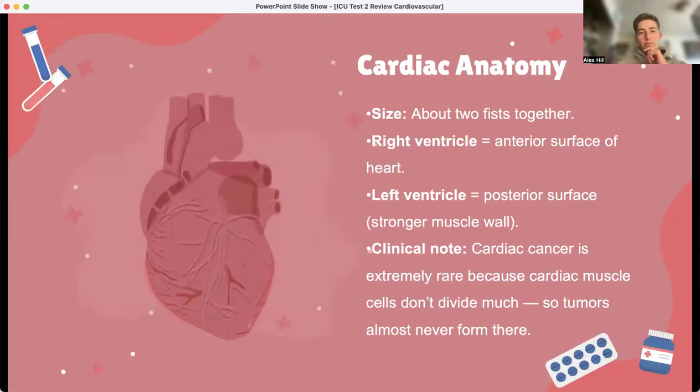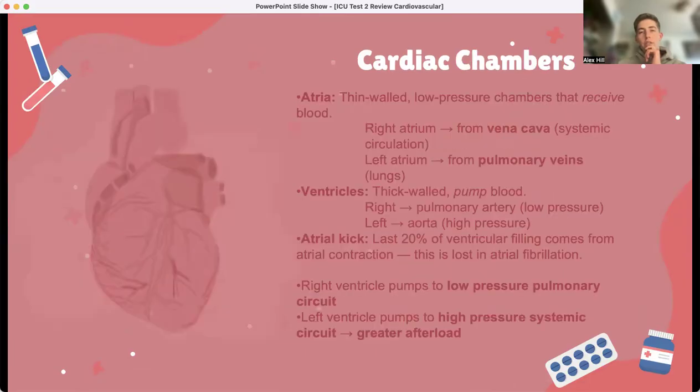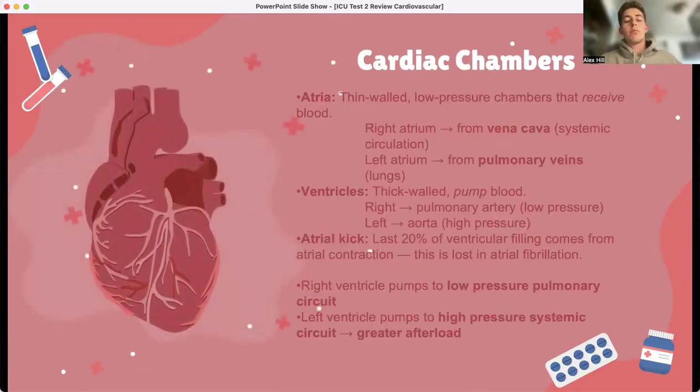Okay. So cardiac anatomy, about two fists put together. Left ventricle is in the back. It's the bigger, stronger muscle wall. You usually don't have cardiac cancer because cardiac cells don't usually divide. I don't think they ever divide. I don't know, I could be wrong about that. Okay.